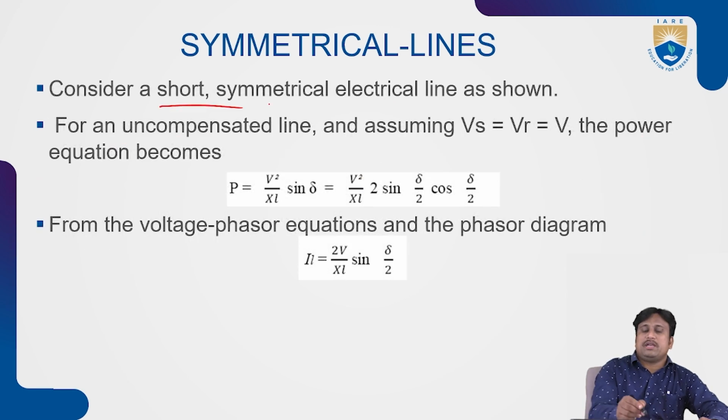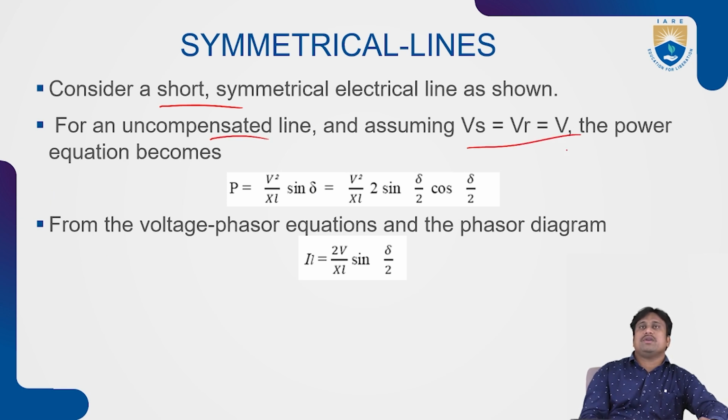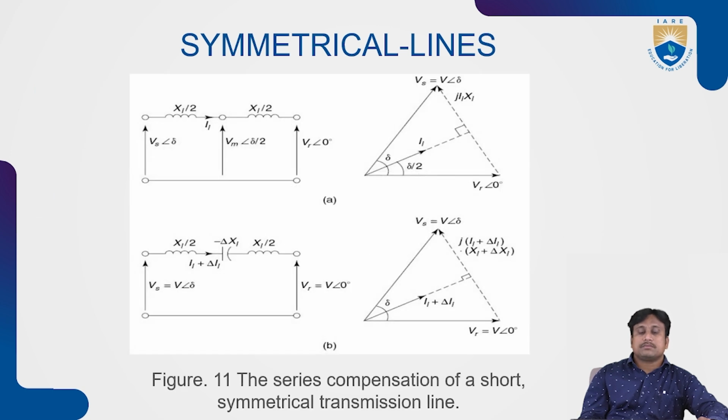Here we will treat a short symmetrical electrical line. For an uncompensated line, we treat Vs equals Vr equals V. Then the power expression becomes P equals V square by XL sine delta. If we treat sine delta as 2 sine delta by 2 cos delta by 2, then the voltage phasor expression for IL becomes 2V by XL sine delta by 2.